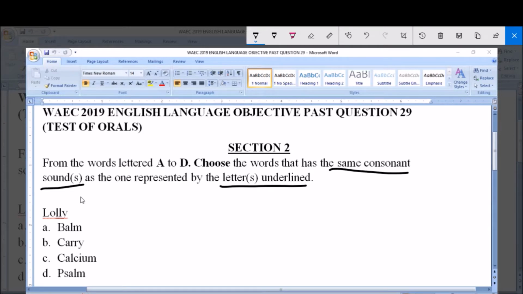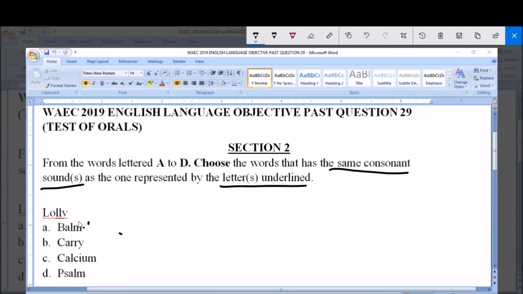So the word given to us is lolly. Now, the letters L and L are underlined. So option A is balm, B is carry, C calcium, D Sam.